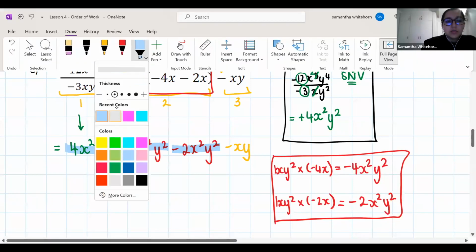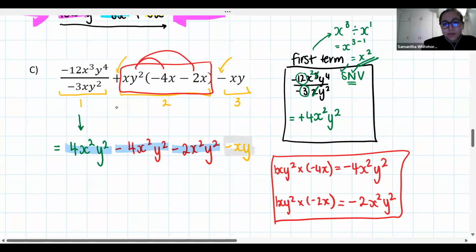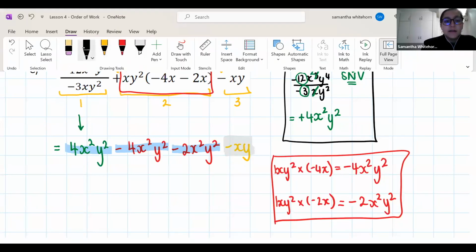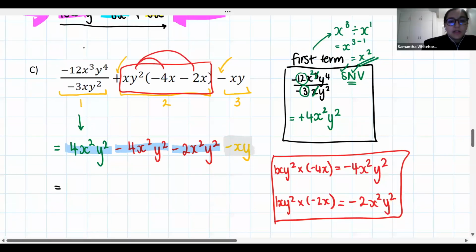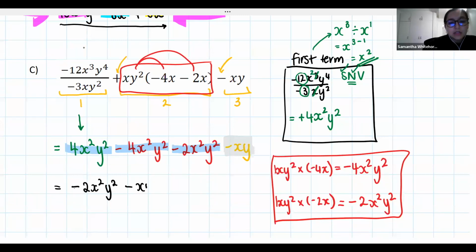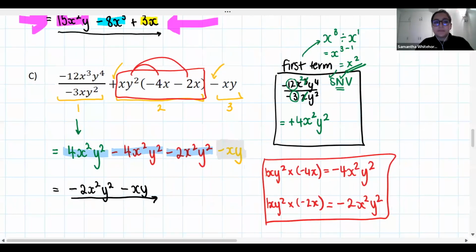Unfortunately, this little term right at the end here, it's by itself. There's only one xy term. Remember, both of those have an exponent of 1 that's not the same as x squared, y squared. So now when we simplify this, 4 minus 4 is 0. 0 minus 2 is minus 2x squared, y squared. Remember, those exponents don't change. Minus xy. No like terms, can't do anything with that. That is my final answer.